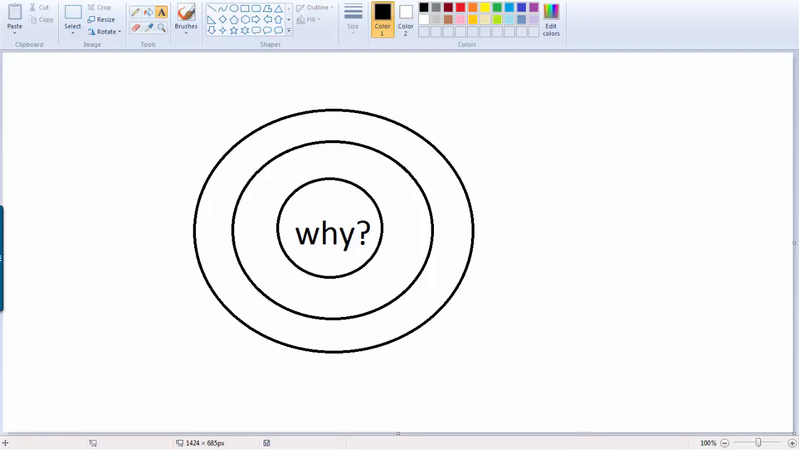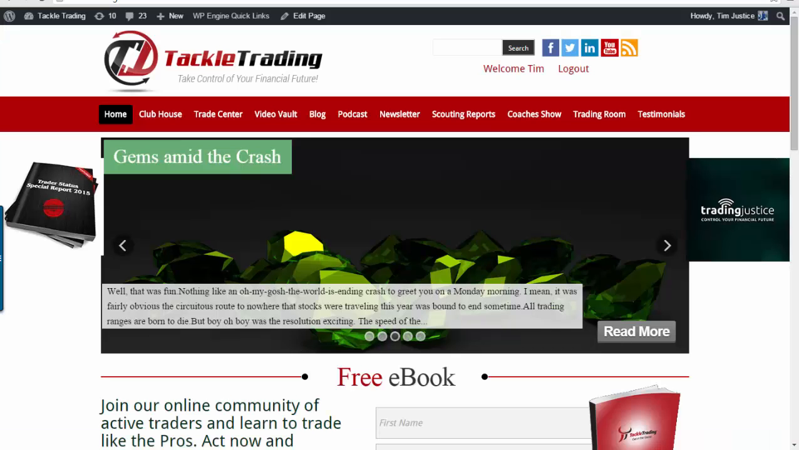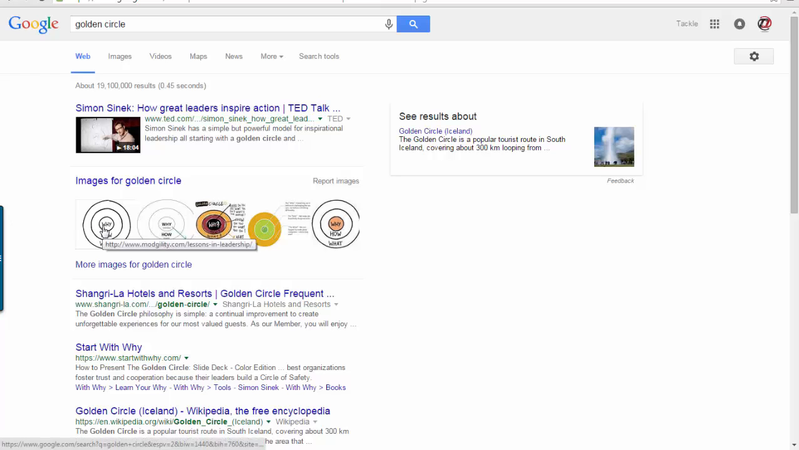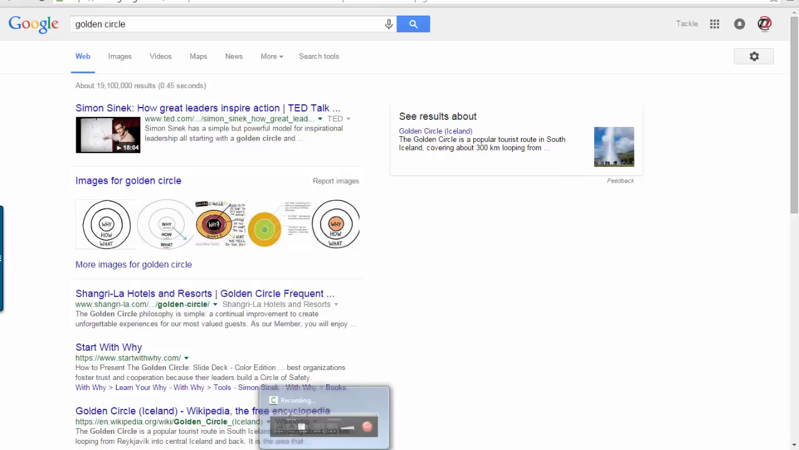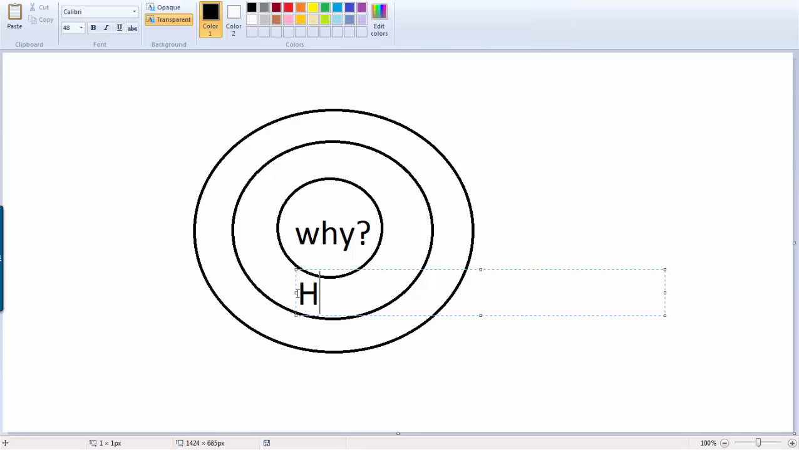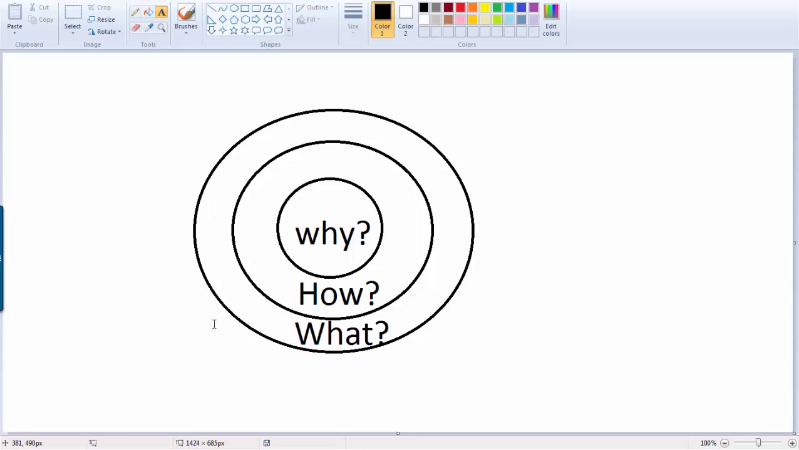There's a great book by a guy named Simon Sinek that I absolutely love. There's also a TED Talk by Simon Sinek, and he came up with this concept called the golden circle. Basically, how great leaders start with why, not the hows, not the whats. See, in trading, how or what is less important than why. We need to never, ever forget that. Why are we doing this in the first place?